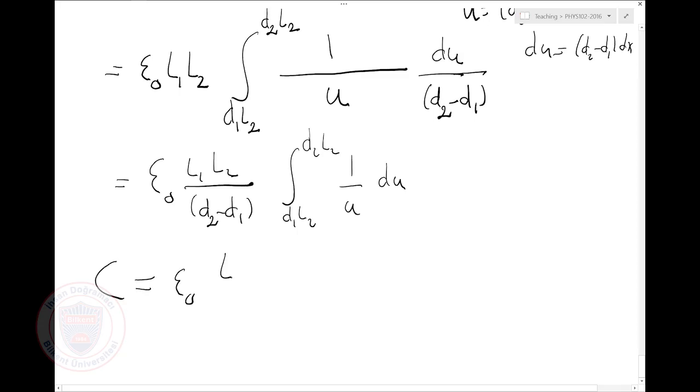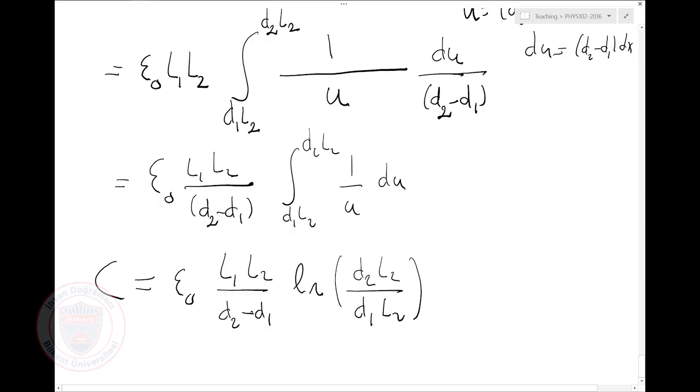So the capacitance is epsilon 0, L1, L2 over d2 minus d1, ln of d2 L2 divided by d1 L2. L2 is cancelled. Epsilon 0, L1, L2 over d2 minus d1, ln d2 divided by d1. All right?